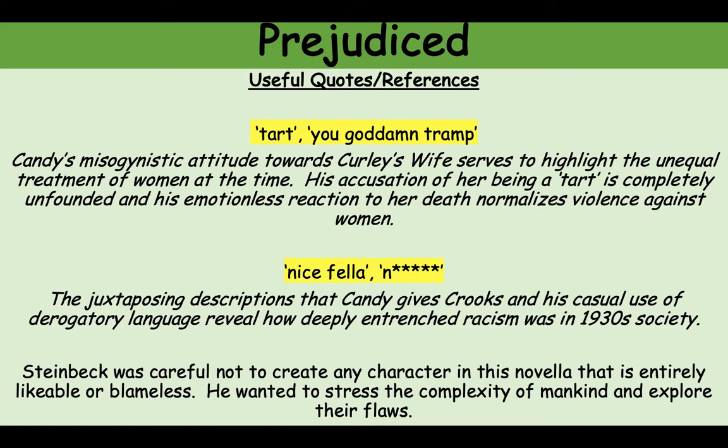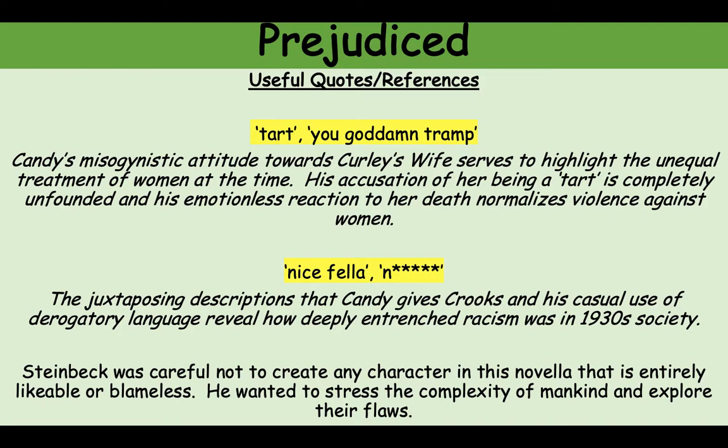He is prejudiced. We notice he's quite a gossip as well, isn't he, when he talks about Curly's wife. He calls her a tart. And at the end, when she's just been killed by Lenny, he calls her a goddamn tramp. So his misogynistic attitude towards Curly's wife serves to highlight the unequal treatment of women at the time. His accusation of her being a tart is completely unfounded. Remember, we don't know anything about Curly's wife other than the fact that she does walk around the ranch and try and start conversations. But she's done nothing else beyond that. And his emotionless reaction to her death, she's just been killed by Lenny, yet he calls her a goddamn tramp and blames her. And that normalizes violence against women and really, again, highlights the views of women at that time.